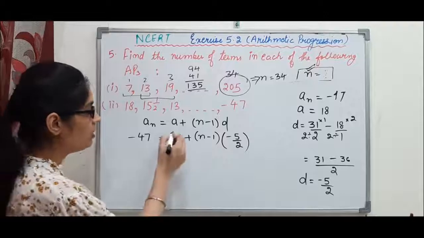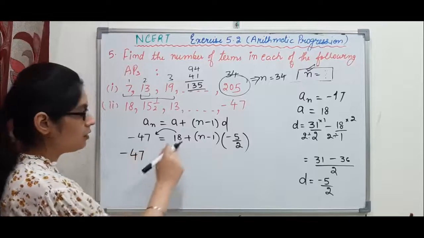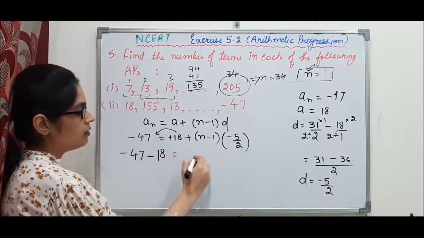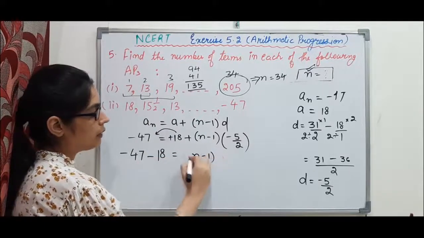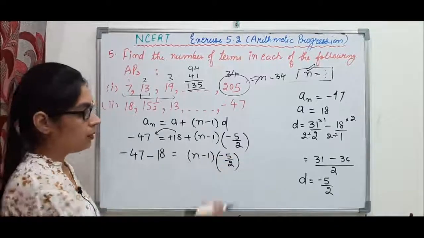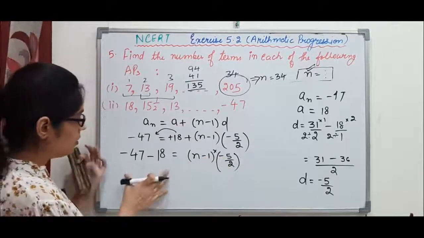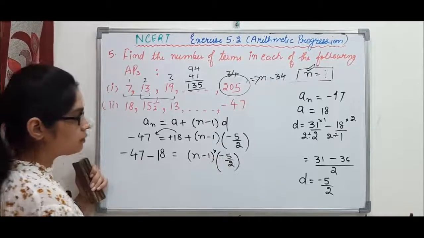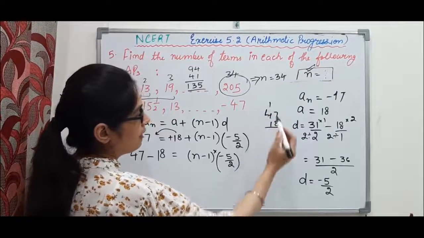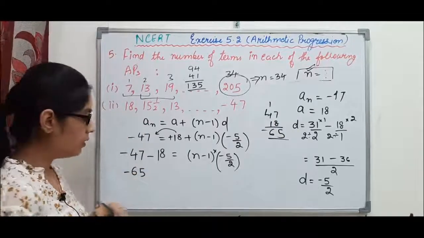So in order to avoid those things, because the fractions will come more, so every time you have to take LCM, what we can do, first we will shift this term to this side. So minus 47, this is plus 18. When I shift it to the other side, it will be changed to minus 18. See now this side I am left with n minus 1 into minus 5 by 2. Will not multiply because this term is getting multiplied by this. So let's write it in this form only. So we can add it, minus minus plus. So 47 plus 18, 65. So minus 65, because minus minus is plus but with the minus sign.